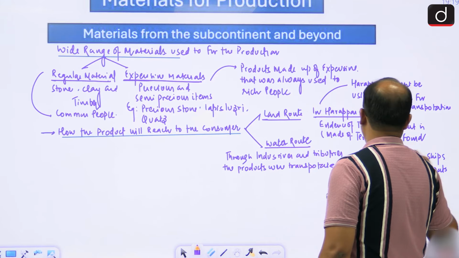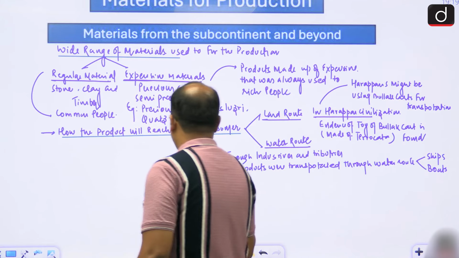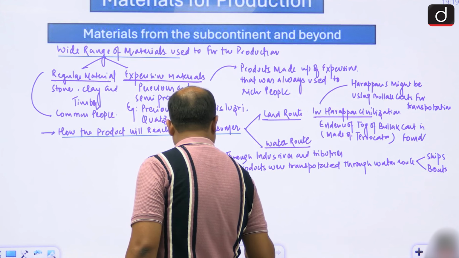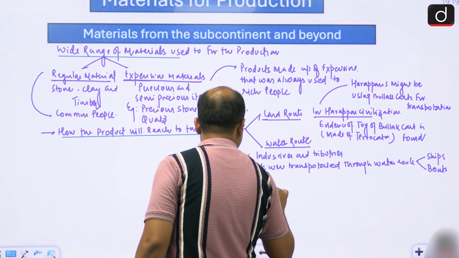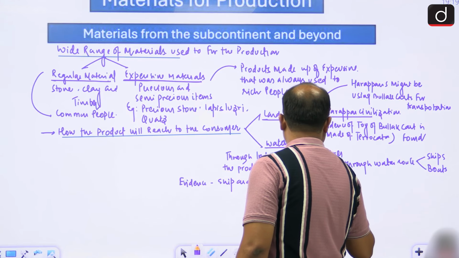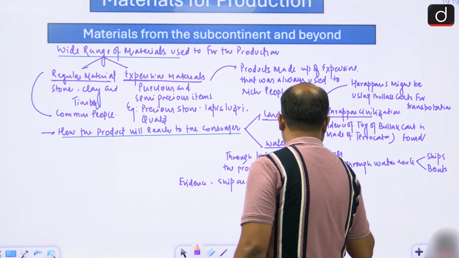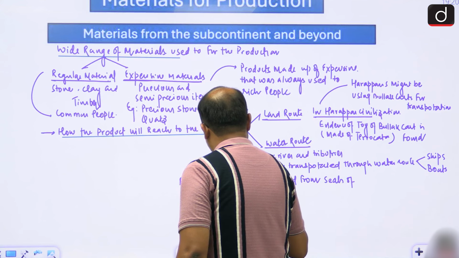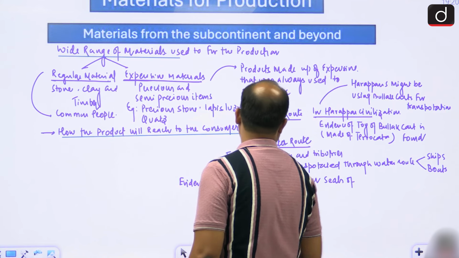Through ships and boats, my dear friends, the products were transferred by the water route from one place to another, and we have the evidence of ship and boat found from Harappan civilization, from the seals of Harappan civilization.